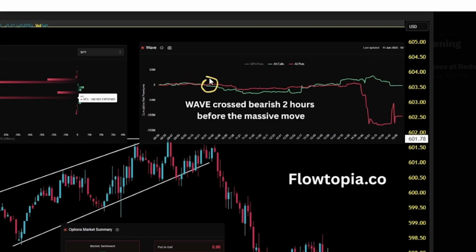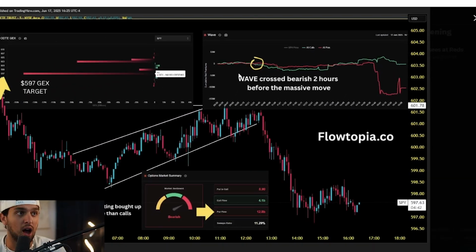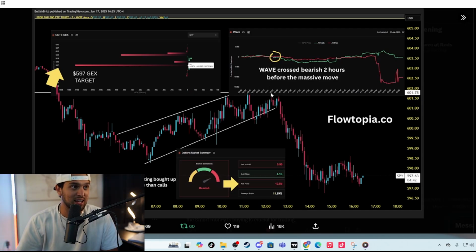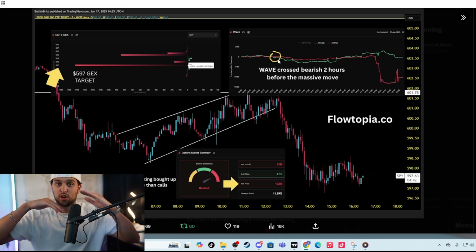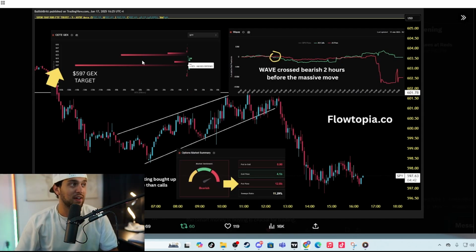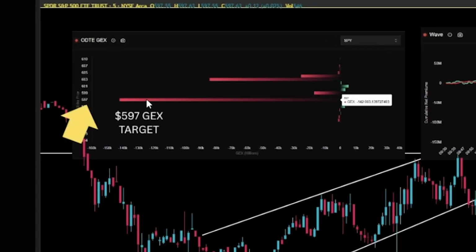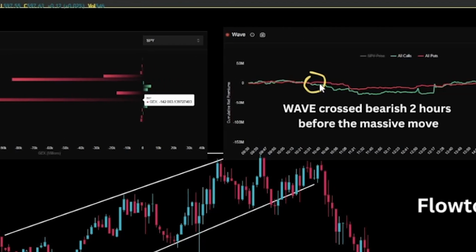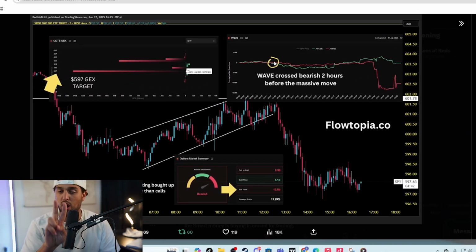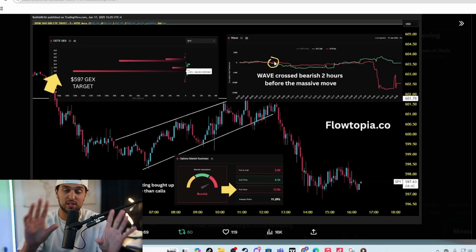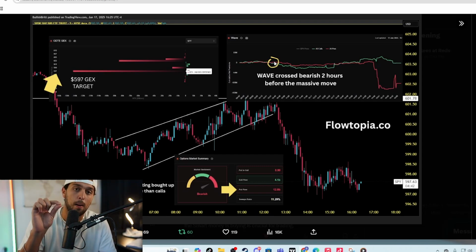Now, let's look at the top right. We have WAVE. So basically at 10:30-ish, so around 10:30 Eastern, we have WAVE crossing bearish. That means calls start to go down and puts start to rise. So now we have a downside price target, which is that 597 level, and we have puts crossing to the upside. So now we have two confluences just by using data that we might see a downside move just by following the market makers.